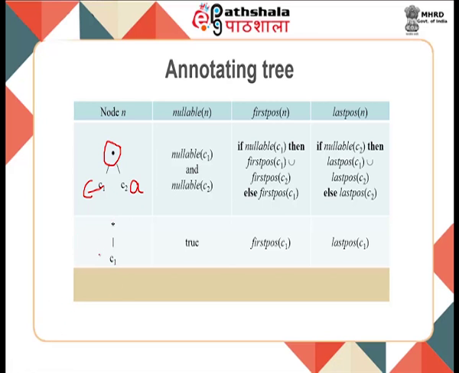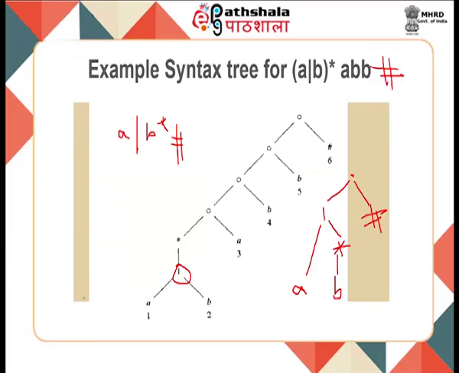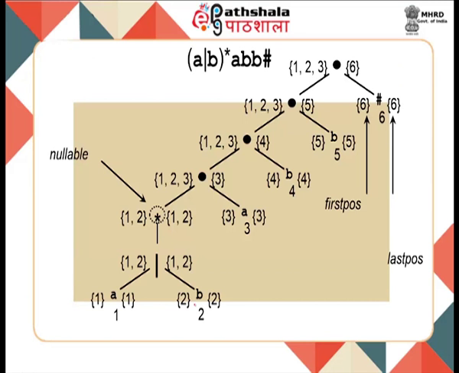So, with these basic rules, we will try to construct and annotate the already constructed syntax tree. So, we have got the syntax tree here. For this particular tree, let us try to construct the nullable, first position and last position values. So, let us just take the leaf nodes first, A, B, and hash. This is already labeled. We are going to number them with the numbers which we have assigned to the nodes, 1, 2, 3, 4, 5, 6. Why do we number it? This is going to correspond to the state number of your automaton, of your DFA, which we are going to construct later.